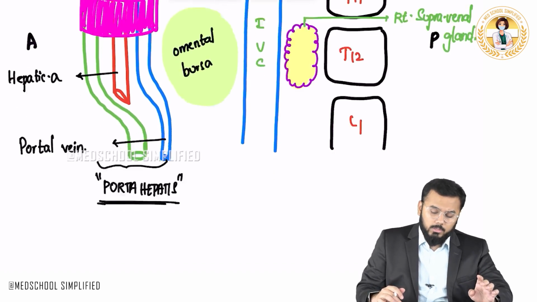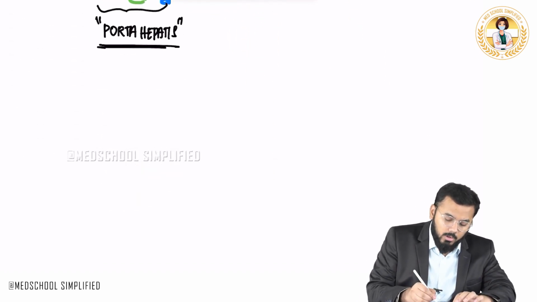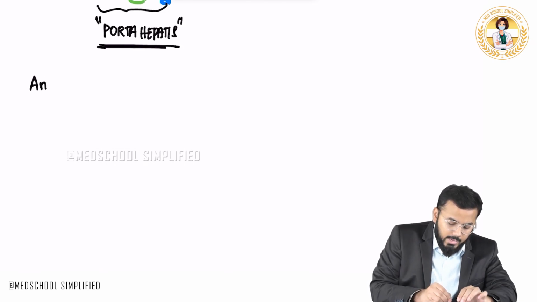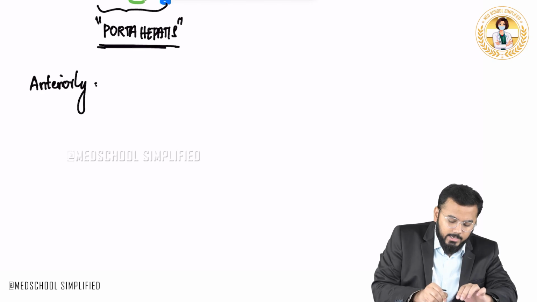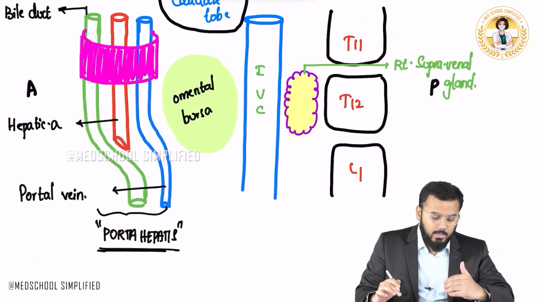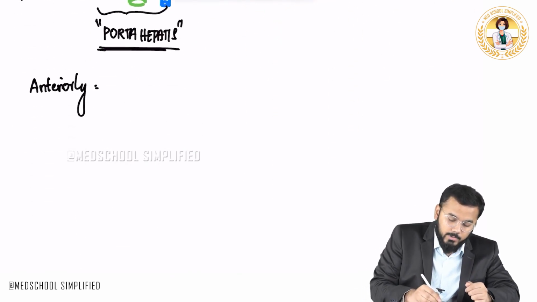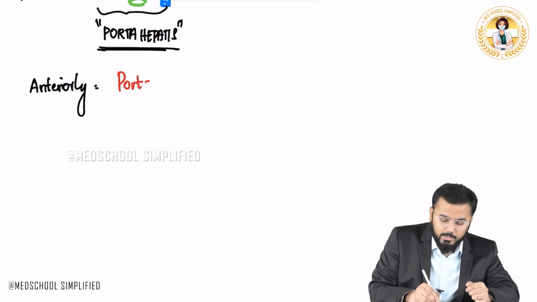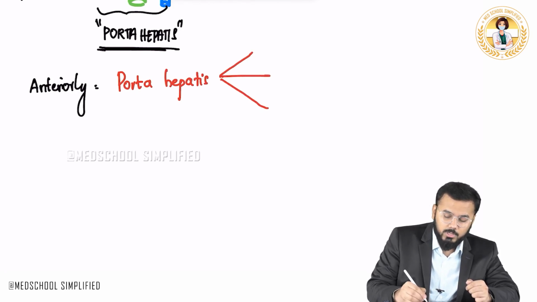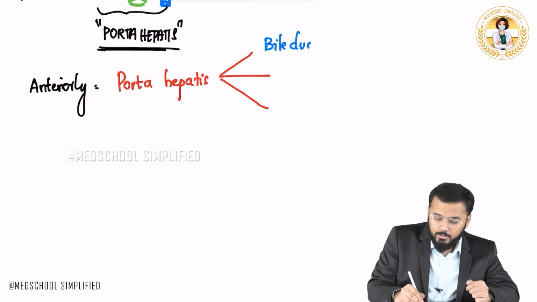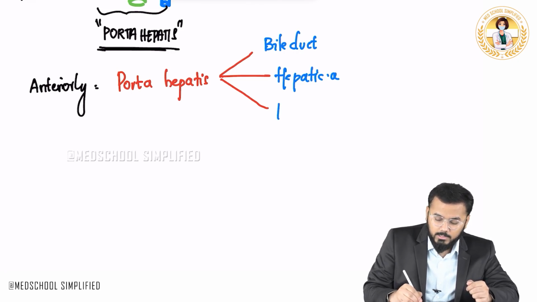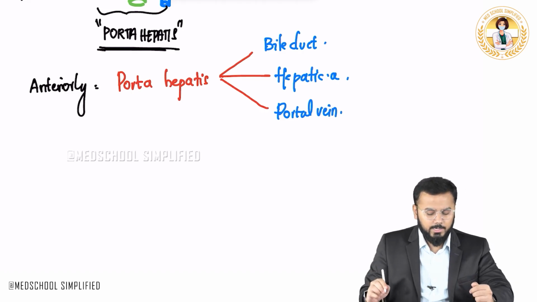Now anteriorly, what do you have? Let us write down all the structures here. Anteriorly I have the bile duct, the hepatic artery and the portal vein. So simply write that anteriorly I have the porta hepatis. The porta hepatis consists of three important things: the bile duct, the hepatic artery, and the portal vein.